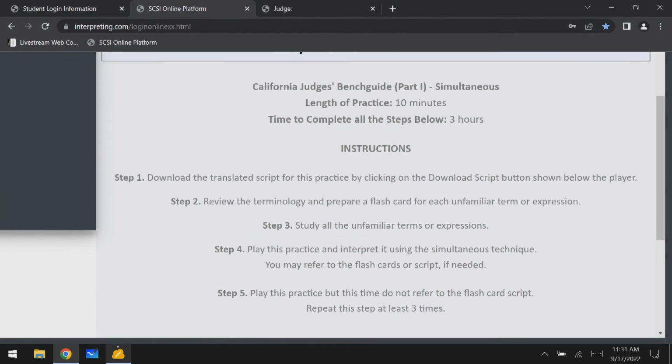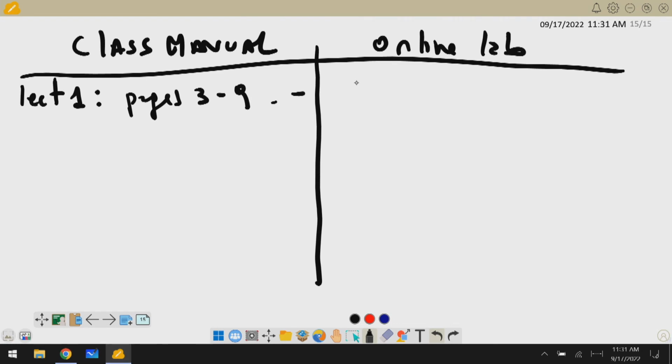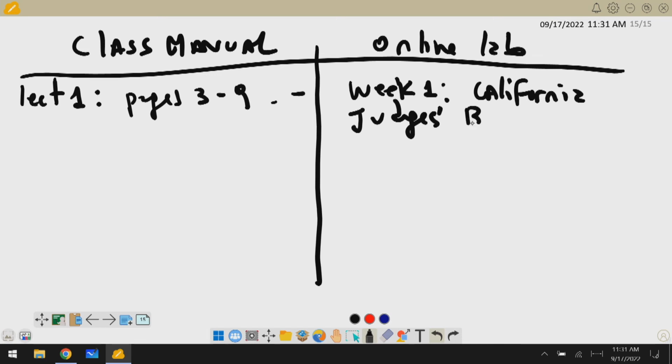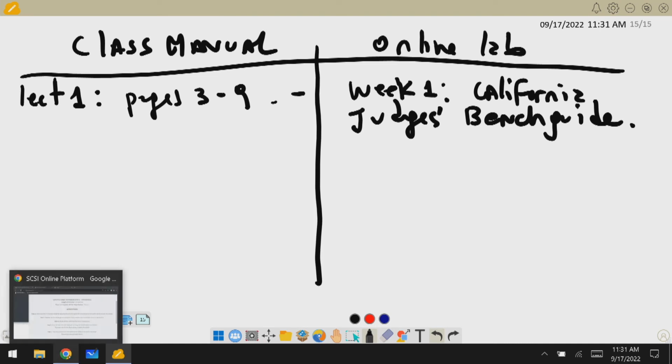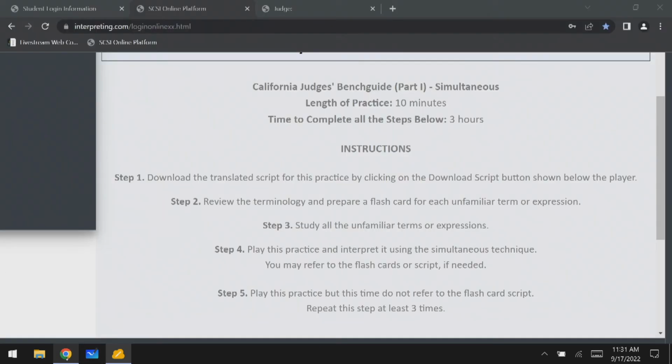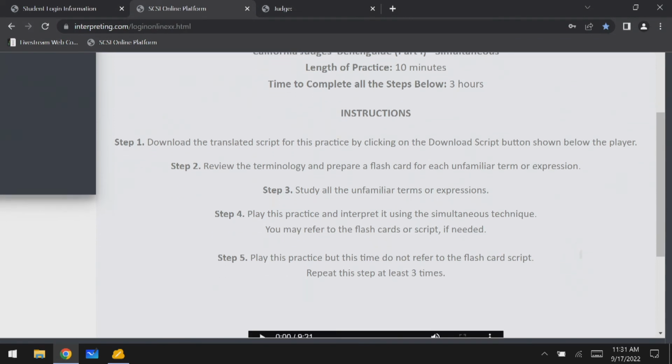So now we know in our book here that under week number 1, you're going to do the California Judges Bench Guide, which is applicable for all states. Okay, although it says California. But then what exactly do you need to do?